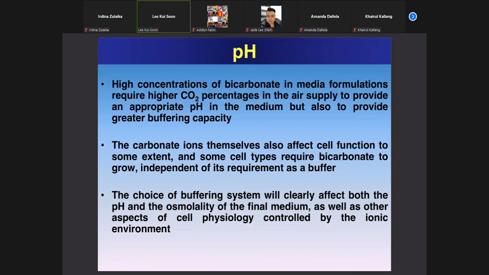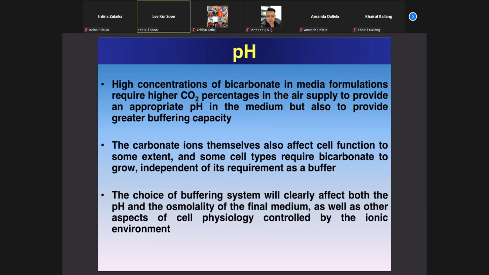A high concentration of bicarbonate in the media formulation requires a higher carbon dioxide percentage in the air supply to provide an appropriate pH in the medium, but also to provide greater buffering capacity. Okay, so carbonate ions themselves also affect cell function to some extent, and some cells require bicarbonate to grow independent of its requirement as a buffer. Okay, so the choice of buffering system will clearly affect both the pH and the osmolarity of the final medium, as well as other aspects of cell physiology controlled by the ionic environment.